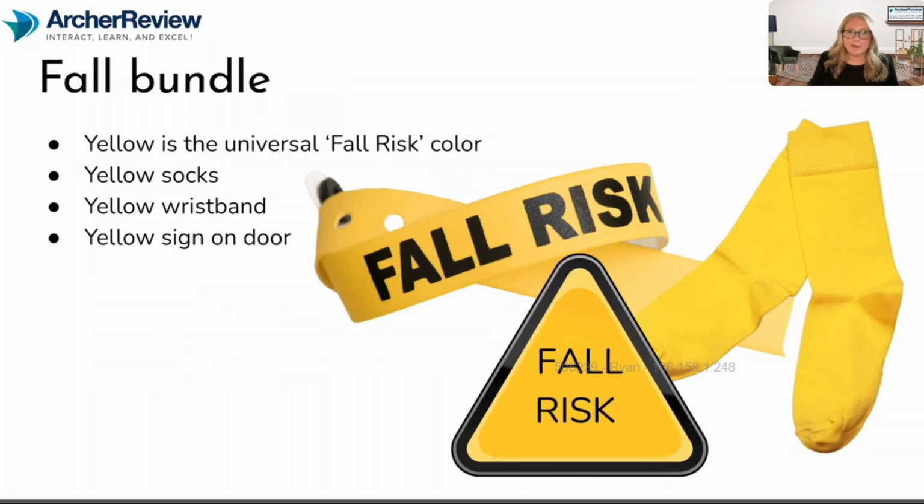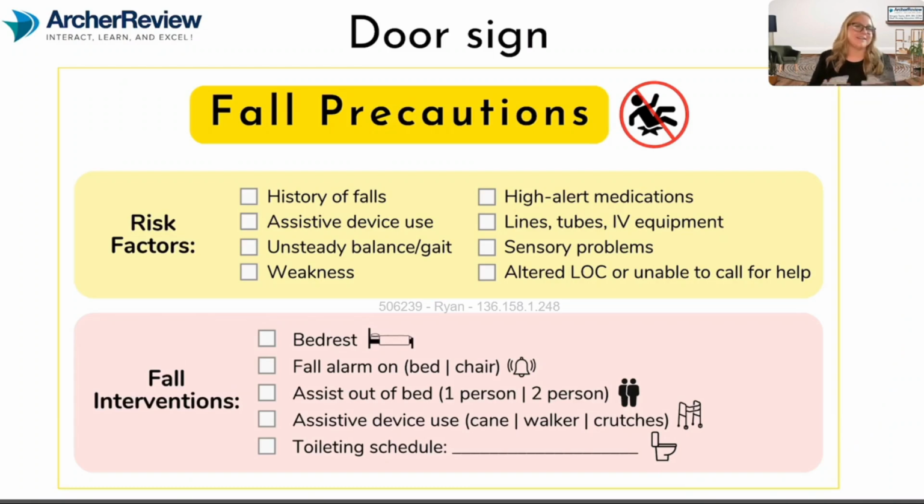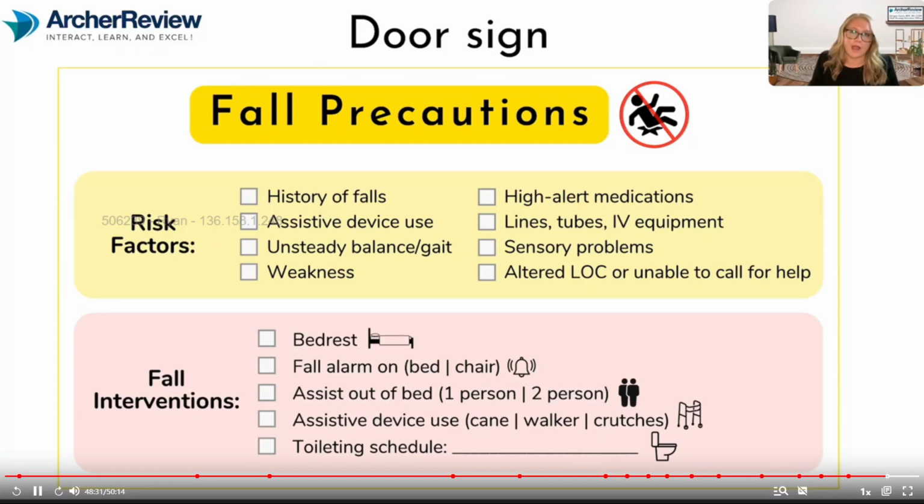Now, I mentioned that bundle. We know yellow's the universal fall risk color. So you see someone decked out in yellow, you see this sign on their door, and you kind of know what's going on. You're supposed to update this routinely so you know what risk factors they have and what other interventions you're supposed to be taking to limit their risk of falls. This will keep all of the team members on the same page and hopefully prevent your client from falling.